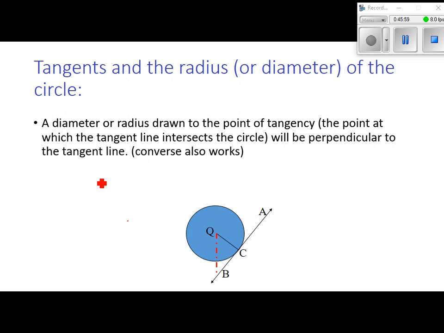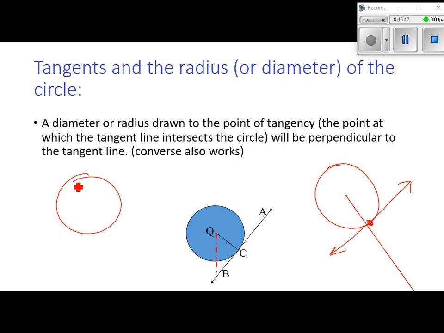Alright, so if we have a circle, and you have a tangent to that circle, so it touches the circle at exactly one point, and you draw a radius to that point of tangency, it's always going to form a right angle. This angle right here will always be a right angle. So when you draw a radius or a diameter to the point of tangency of a tangent, it's always going to form a right angle.